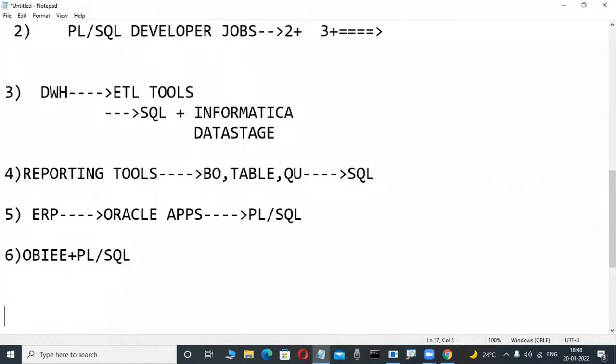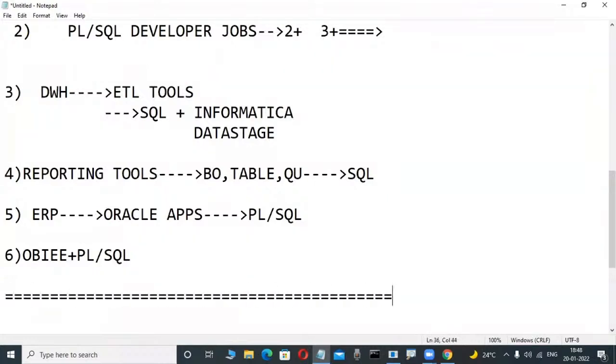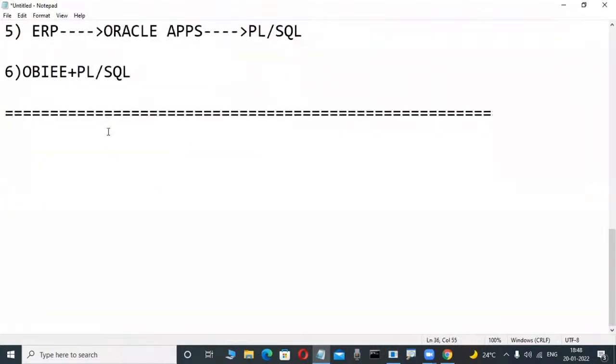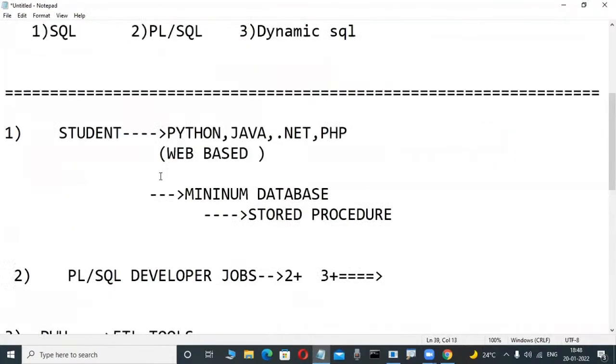These courses are for different persons. Suppose you are not interested in the programming side, and you want the administration side, you want jobs only. In that case, DBA courses are there: Oracle DBA, SQL Server DBA, MySQL DBA, database administration courses. These persons also need minimum SQL knowledge before learning those courses. These persons also learn these types of courses.